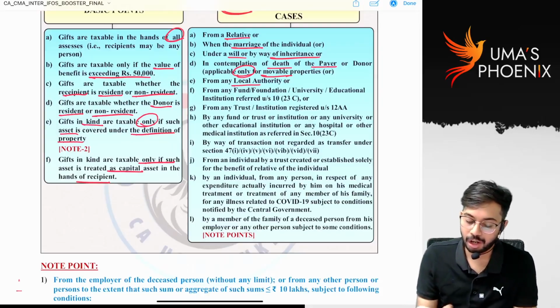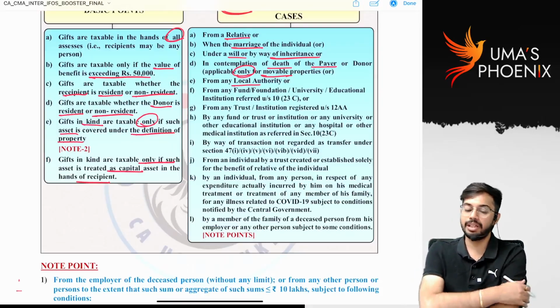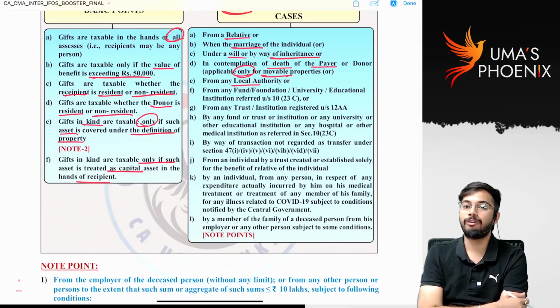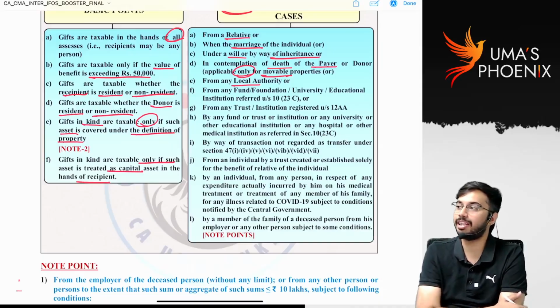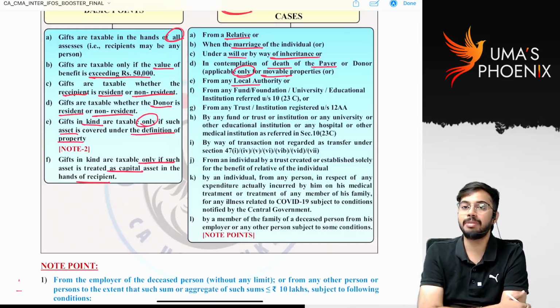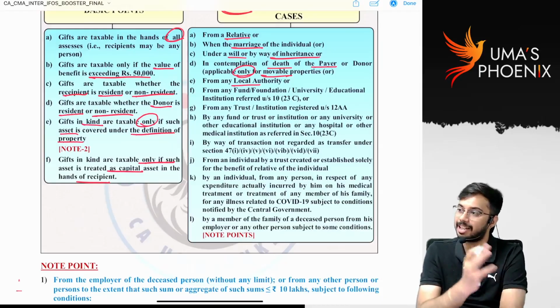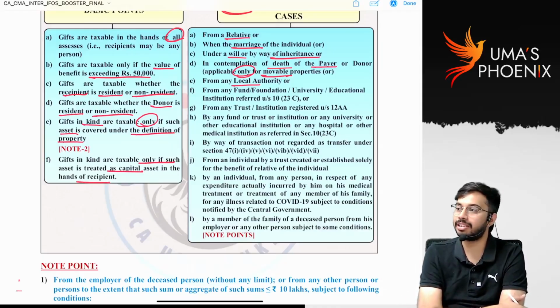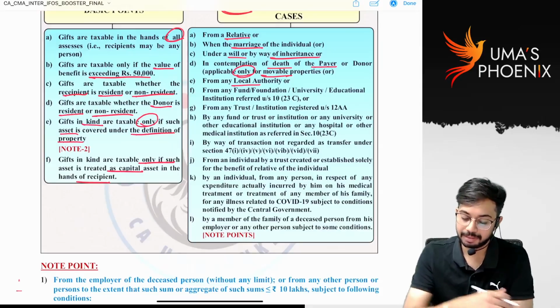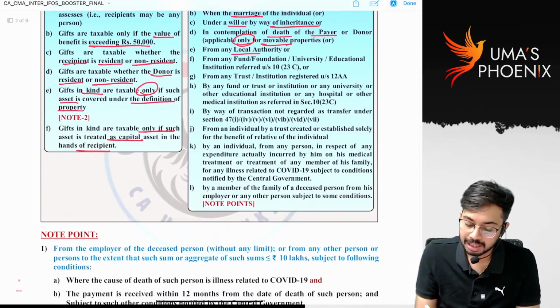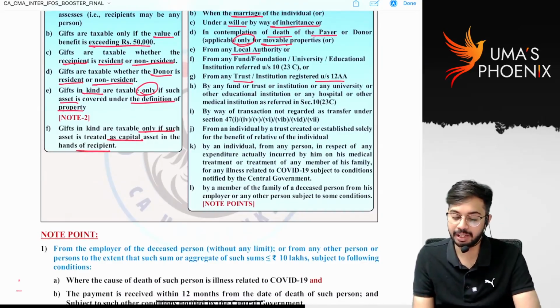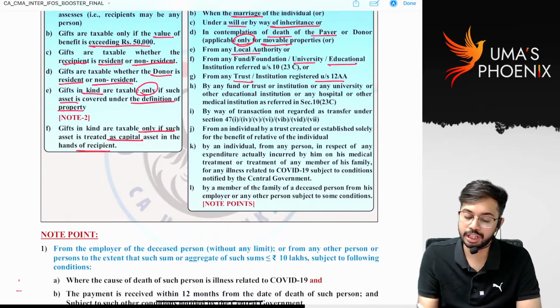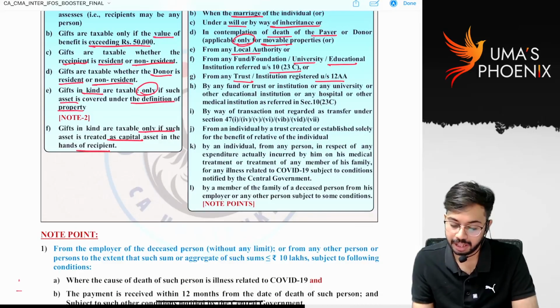From any local authority, if any gift is received, such gift is fully exempt. So you performed in one concept conducted by GHMC, Greater Hyderabad Municipal Corporation. GHMC paid you some 2000 or 3000 rupees, whatever amount you have received. Of course it is less than 50,000, but whatever gift is received from a local authority is fully exempt. Next, a trust registered under section 12AA, a university or educational institution registered under section 10(23C).